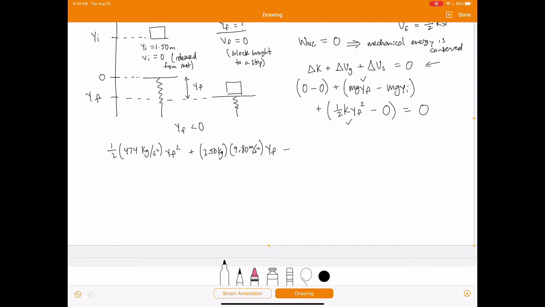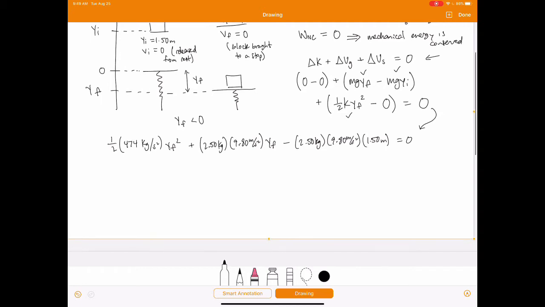And then I have minus mg times y initial. That's the last term to think about. So I have the mass once again, that's 2.5 kilograms. g is 9.8 meters per second squared. And then y initial is 1.5 meters. And that all equals 0. So what I did is I took our symbolic formula and plugged in the known values. Okay, so the first term is 1/2 times 474. That's 237. We have y final squared multiplying that.